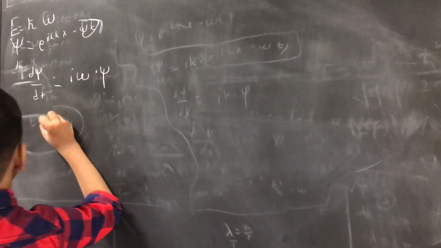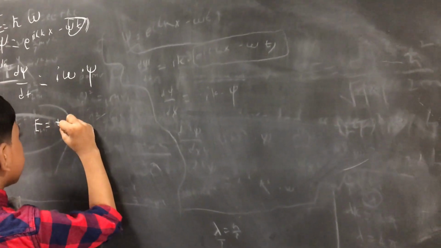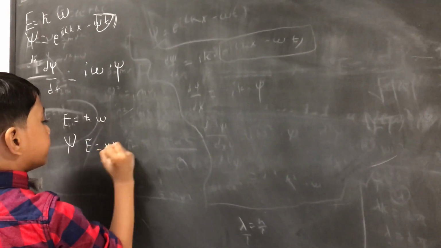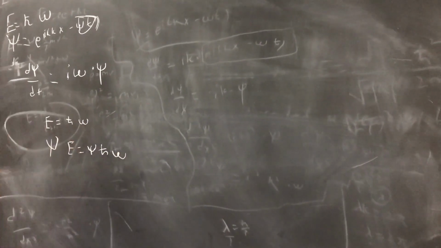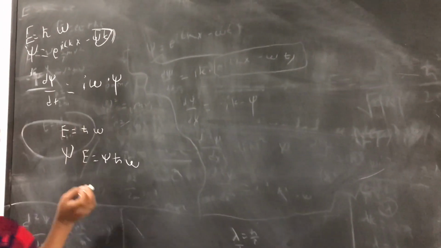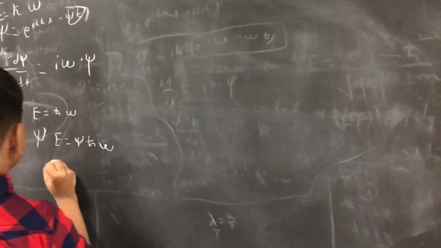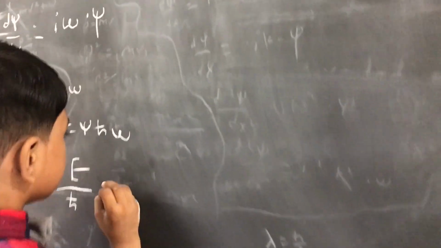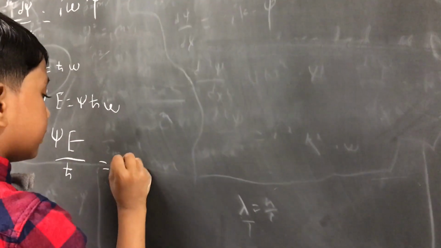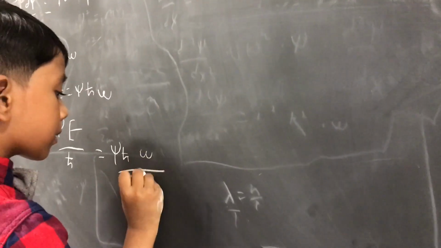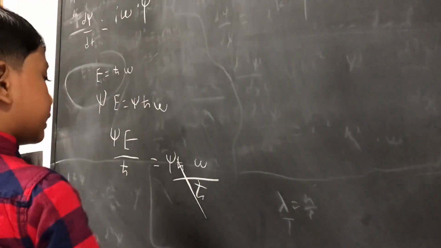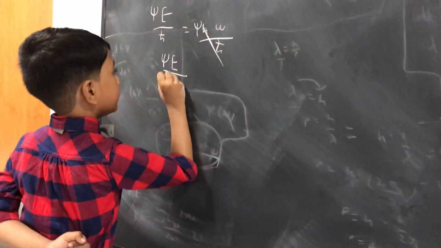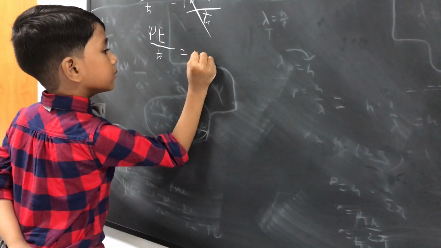Now, let's use E equal to reduced Planck constant times omega again. Let's multiply everything you see on the paper right now by psi. Now divide everything by reduced Planck constant. I'm not joking. Reduced Planck constant cancel. So psi E over reduced Planck constant is psi omega.